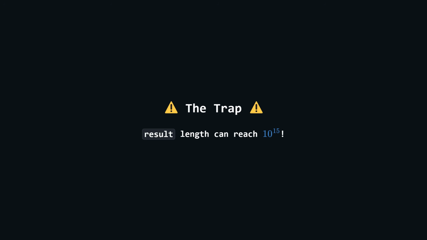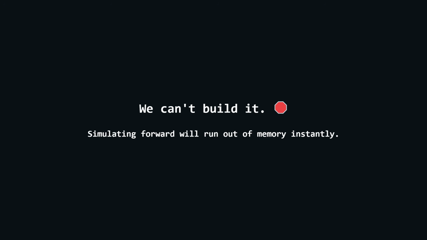Now, here is where the problem earns its hard difficulty rating. Because of that duplication rule, our final string can grow massive, up to 10^15 in length. That means, if we actually try to build this text character by character in our computer's memory, the program will crash almost instantly. We need a completely different angle.